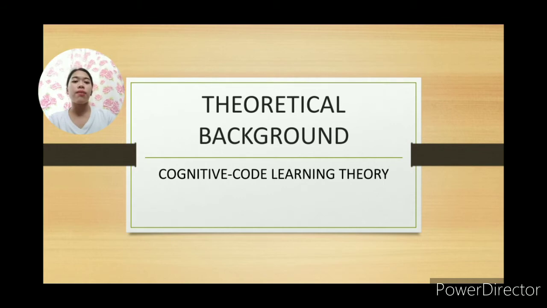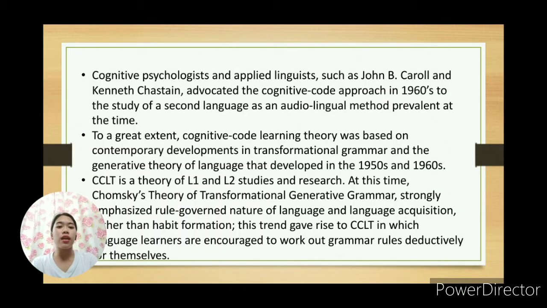Let's have theoretical background. Cognitive psychologists and applied linguists such as John D. Carroll and Kenneth Chastain advocated the cognitive code approach in 1960s to the study of the second language as an alternative to the audiolingual method prevalent at the time. To a great extent, cognitive code learning theory was based on contemporary developments in transformational grammar and the generative theory of language that developed in the 1950s and 1960s.